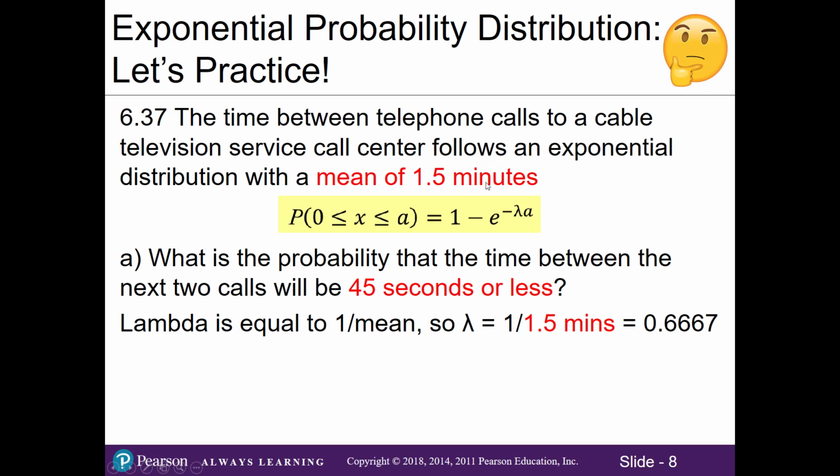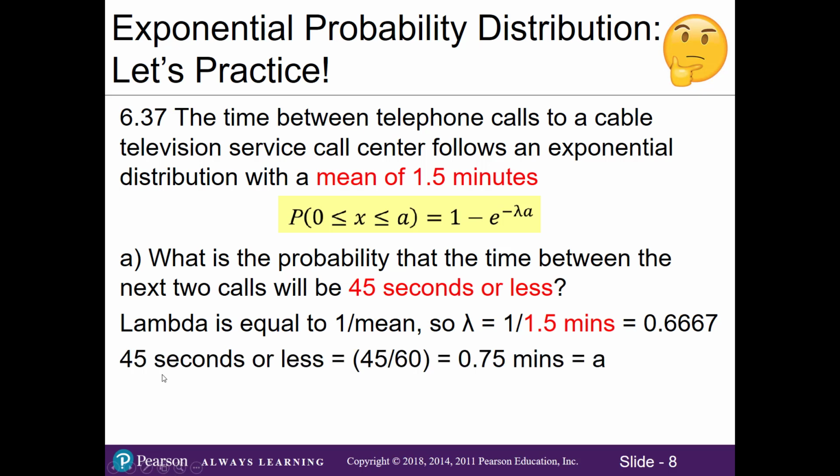Note that in the first part of the problem, it described time in minutes. In our question of part A, it talks about time in terms of seconds. So we need to make sure to convert our time so that we are working consistently with the same units of measure. So 45 seconds or less is the same as saying 0.75 minutes. And I get that by taking 45 seconds divided by 60, because I know that there are 60 seconds in a minute.